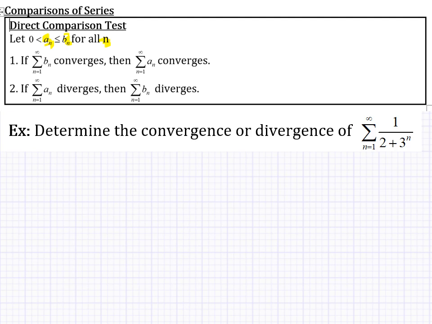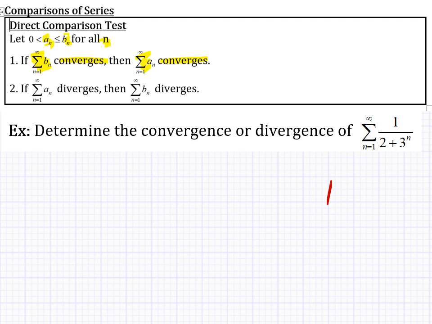So there's two statements here. They're both if-then statements, and we've talked about if-then statements previously. You can't read more into them than what they actually say. They only go in one direction. So here it says if b sub n, which is the bigger series, converges, then a sub n converges.